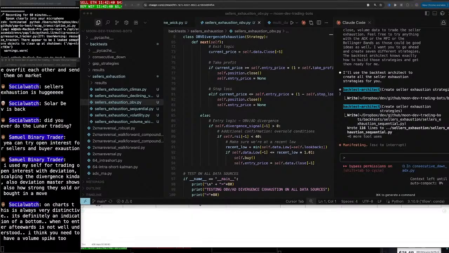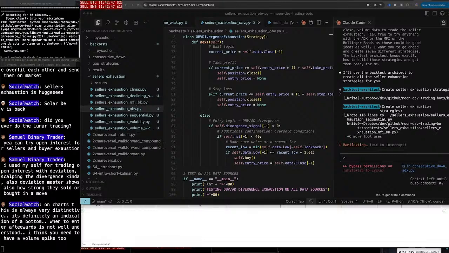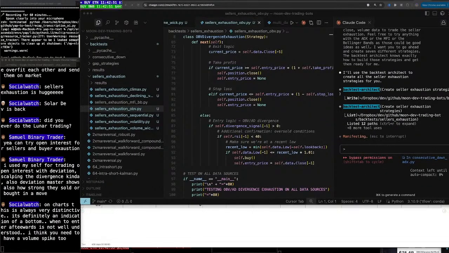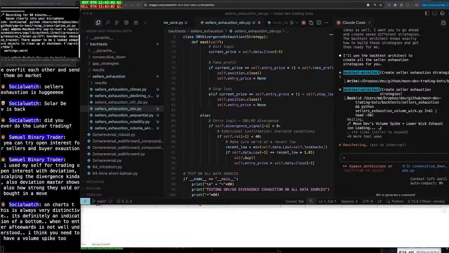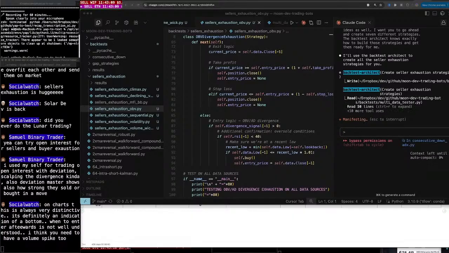I think it's got one more. Backtest architect. Using Opus as well. So we'll see. Come on, sub agent. Sub agent 12. Backtest architect.